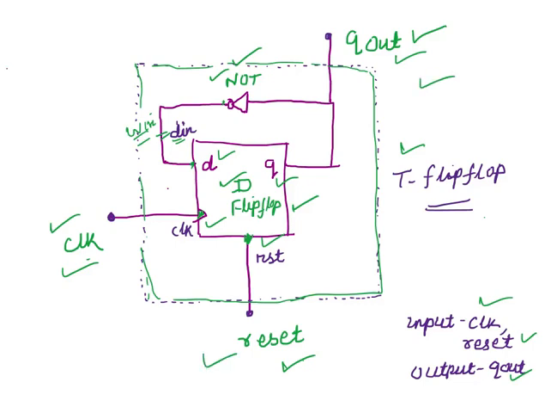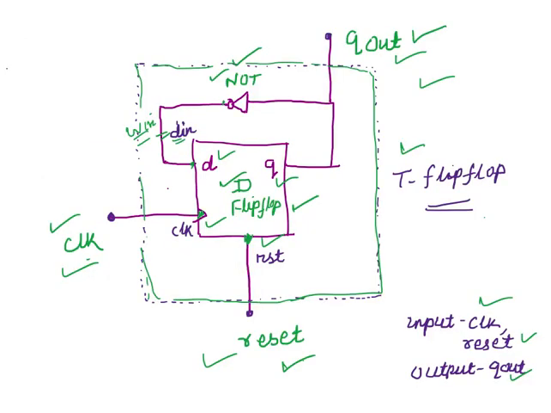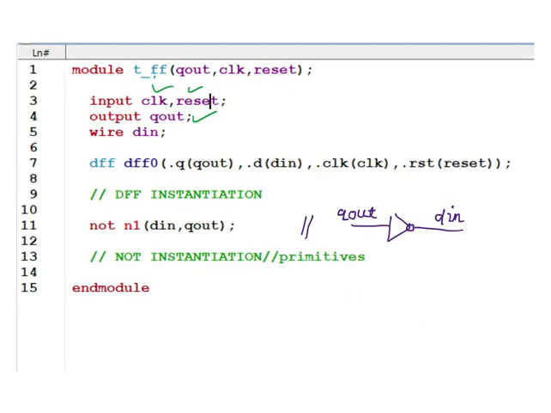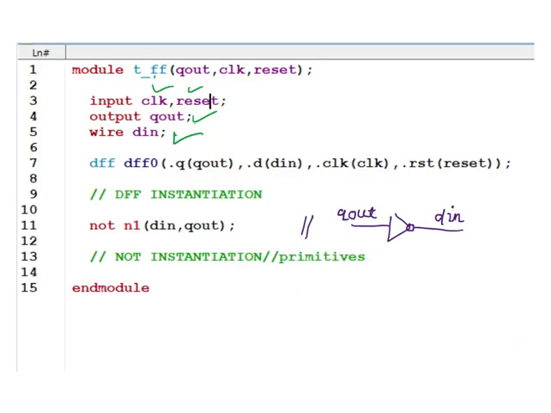See here, input is clock and reset and output is Q out, and OR is D in. Already I said here this OR is the D in. Then you have to instantiate the module.